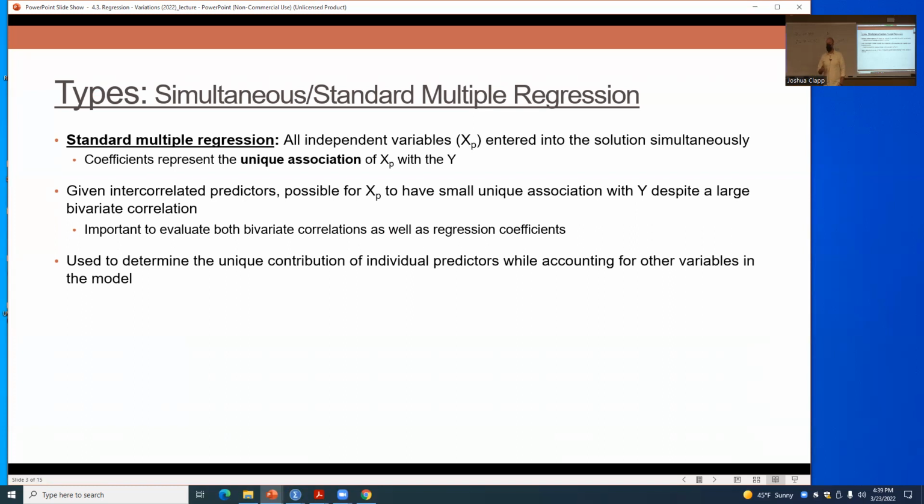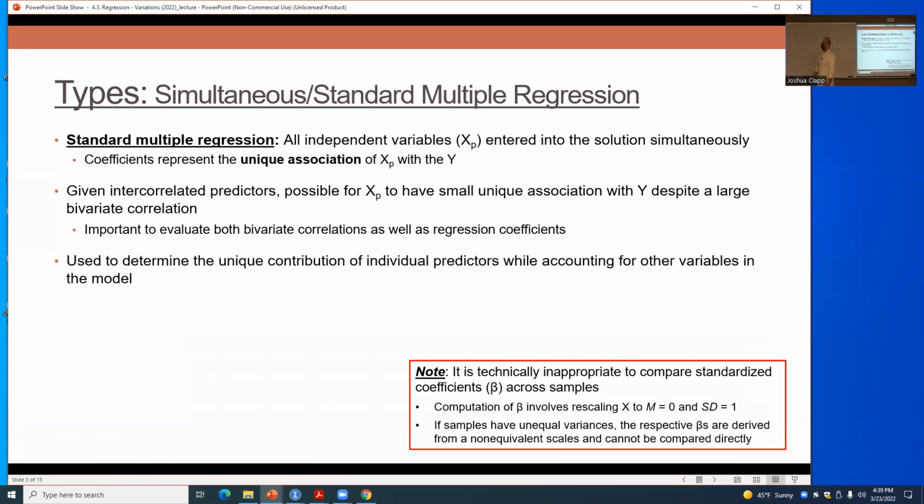So recognizing that in psychology, when we have correlated predictors, it's always good to look at my bivariate associations and compare those to my standardized coefficients to see what's going on. The extent to which my predictors overlap with one another, we can start to see things that we think should be predictors actually turn out not to be predictors because of the combination of other variables, okay? So what we're doing with our simultaneous multiple regression is looking to find the unique contribution of individual predictors while accounting for other stuff in the model, okay?